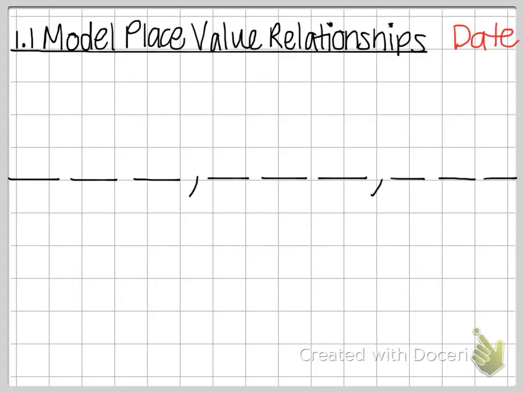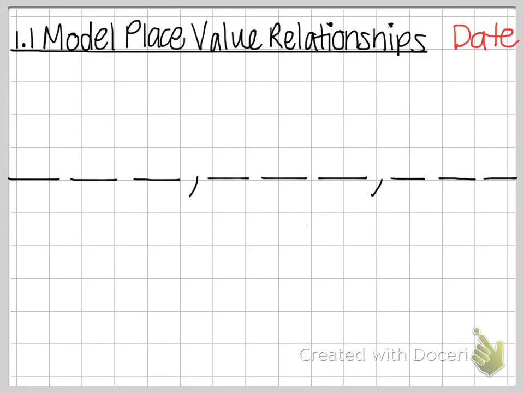To begin, please label the top of your notebook page with today's lesson number, 1.1, the title of the lesson, Model Place Value Relationships, and today's date in the upper right-hand corner. Throughout your lessons, I will make sure to let you know if you do not need to copy something down. Otherwise, your notebook should look just like the screen and include everything that I have copied down.